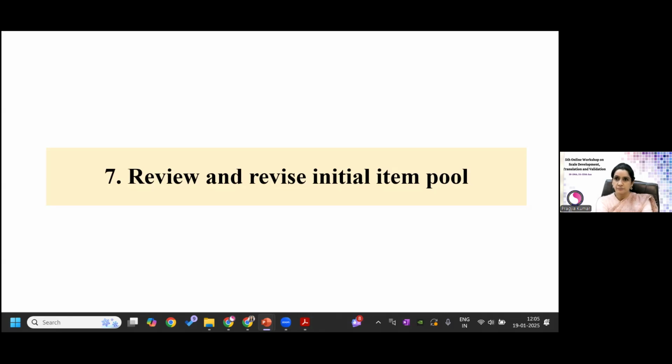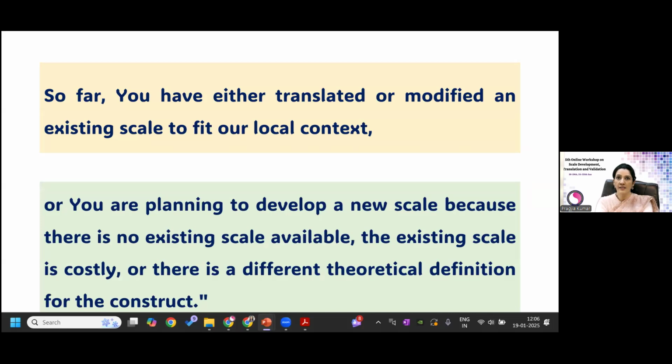And then, reviewing and revising the initial item pool. Initially you should have, let's say, 100 items, and it is generally said you should have 50% more items than what is required. So if you are planning to have a scale of 20 to 25 items, you should have at least 50 to 60 items. But it is not a bad idea to have a big item pool, and then you can pick items after content validity, because you have to do the content validity of that initial item pool, and you will select only those items where the individual item content validity is more than 0.8. We will do that exercise. And then we have to revise this initial item pool.